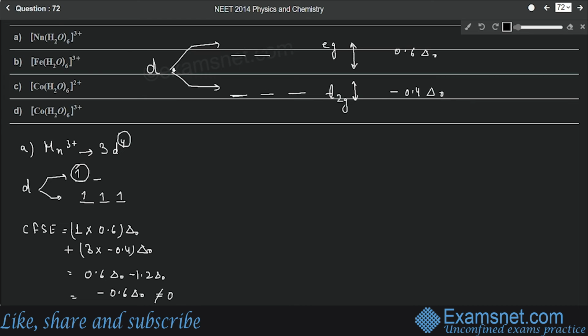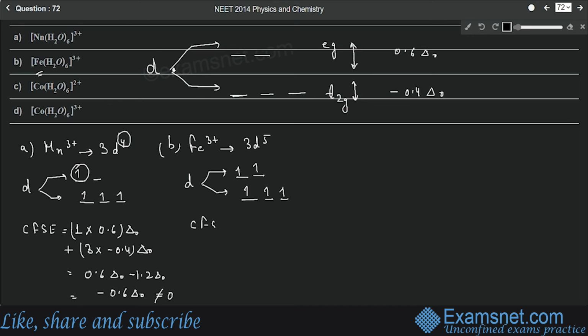Let's check for the second one. In second option we have Fe3+ ion. Okay, the electronic configuration of Fe3+ is 3d5. So similarly we'll fill the electrons here. We have 5 electrons this time. So 3 orbitals in the lower level, 2 orbitals in the upper level. Now 5 electrons. So 1, 2, 3, 4 and 5.